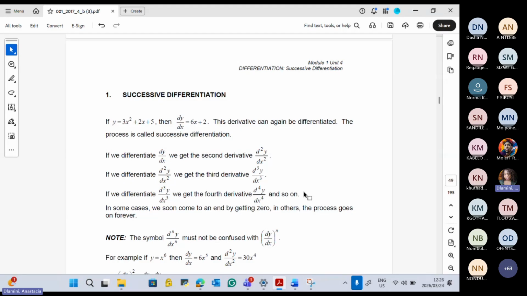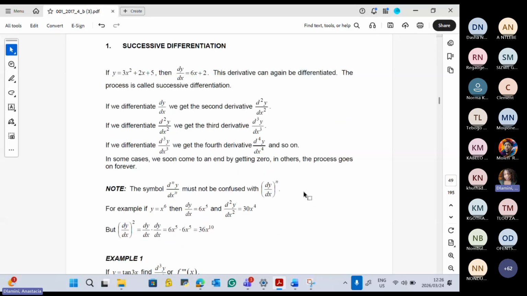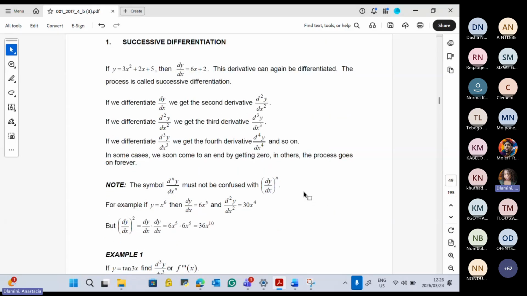At some point, some functions become 0. But some functions you differentiate for the rest of your life and they will never become 0. For example, if you differentiate sine x, you can differentiate your whole life and it will never become 0. You can even find the millionth derivative. Now be careful. I might ask you to find the nth derivative.